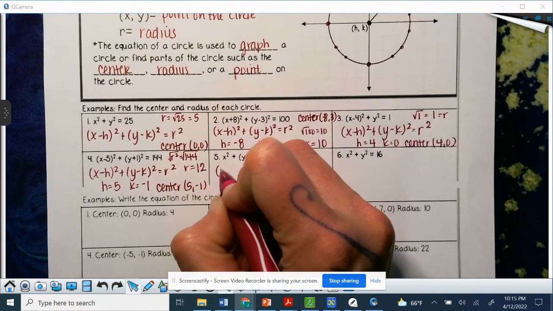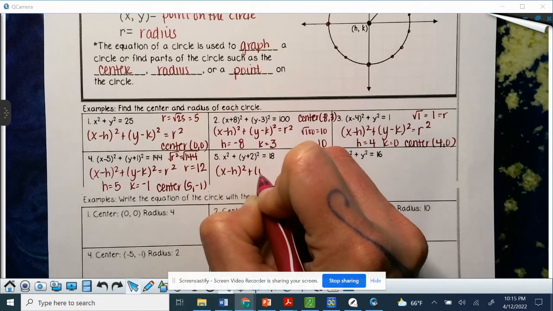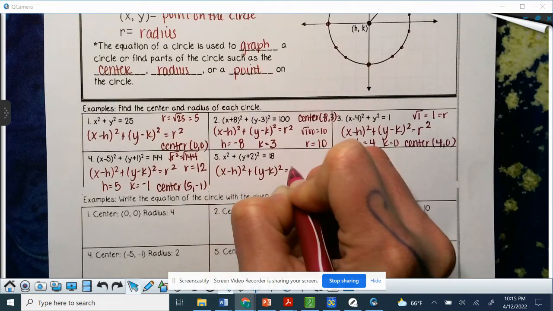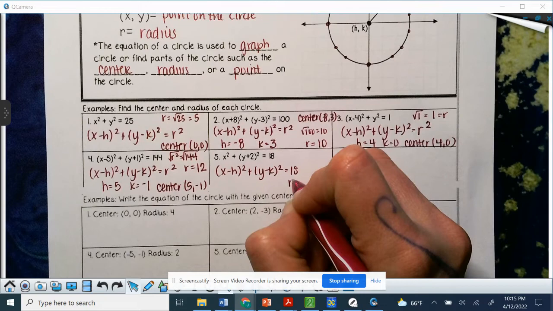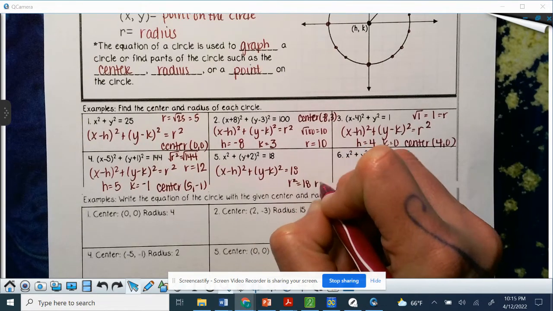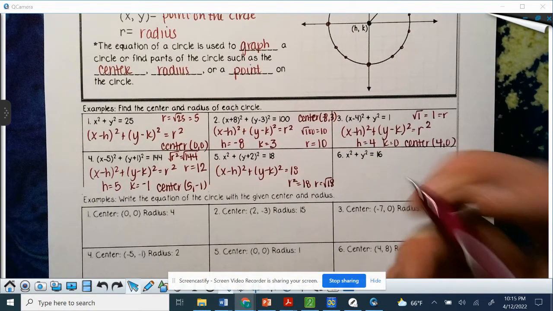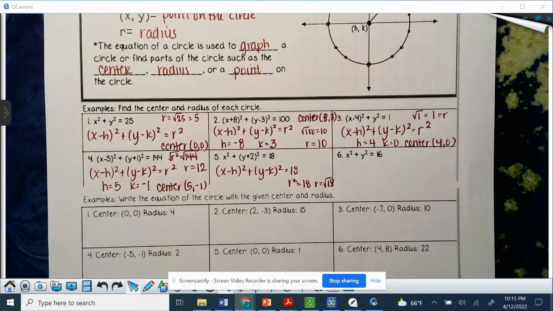Look at number 5. So (x minus h) squared plus (y minus k) squared equals r squared. R squared equals 18. So the radius is the square root of 18. And we can just leave it as the square root of 18. Not necessarily have to go to the decimal portion at this point. If you do, that's fine. Give me 2 places after the decimal minimally if you do decide to go ahead and plug that in.